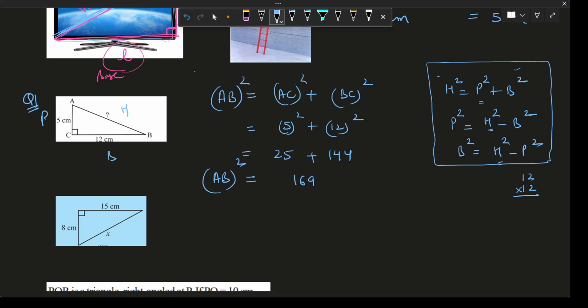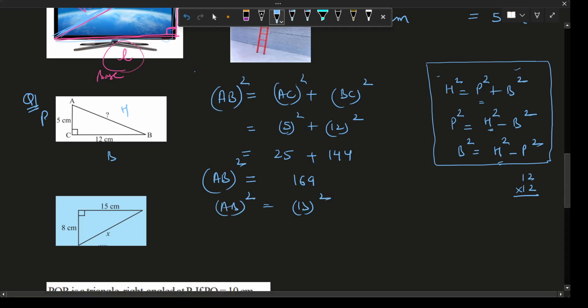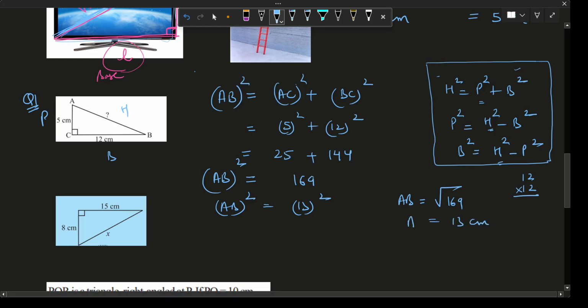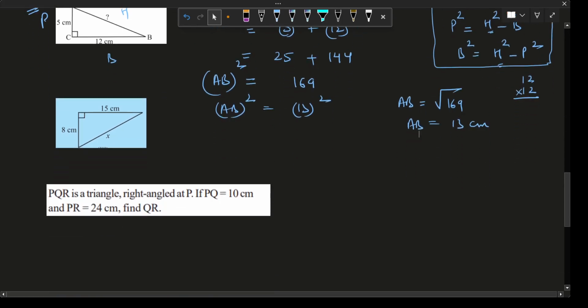अभी ये पता होना चाहिए 169 किसका square है. So 169 is a square of 13. So that's 13 square. That's AB square. So AB क्या हो गया? You can either write square root of 169, or 13 square भी लिख सकती थी मैं. Yeah, so that's 13 centimeter. That's your AB. You got your hypotenuse. Okay, done. I hope clear हो गया आप सबको.